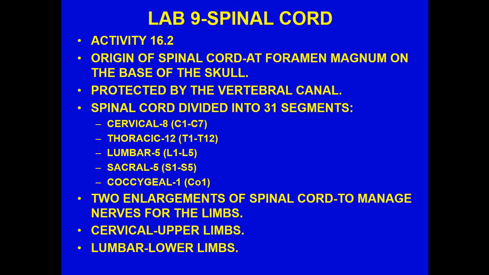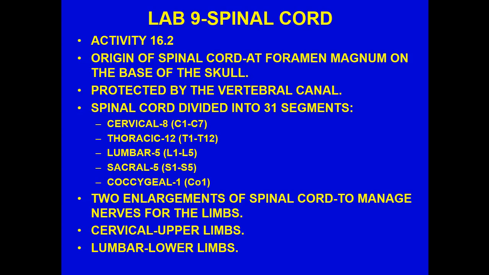Now, let's talk about the origin of the spinal cord at the foramen magnum on the base of the skull. This is protected by the vertebral canal. The spinal cord is divided into 31 segments. Cervical is 8, that's C1 through C8. Thoracic is 12, T1 through T12. Lumbar is 5, that's L1 through L5. And sacral, which is 5, which is S1 through S5. And then we have a designation slightly different. Be aware of that. The coccygeal, there's only one, and it's labeled Co1.